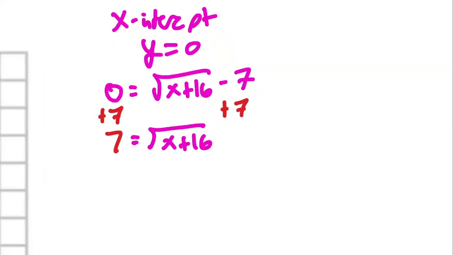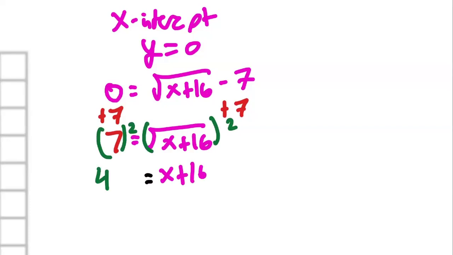Does anyone know how you get rid of a radical, the square root? What do you have to do? Does anyone remember from last year? How do you get rid of a radical with the square root? You square both sides. Squaring both sides will get rid of the radical. So on the left-hand side, you're just left with x plus 16. And then the right-hand side, you actually have to square it, which will give you 49.